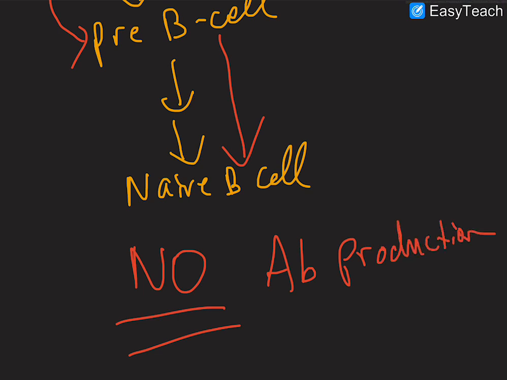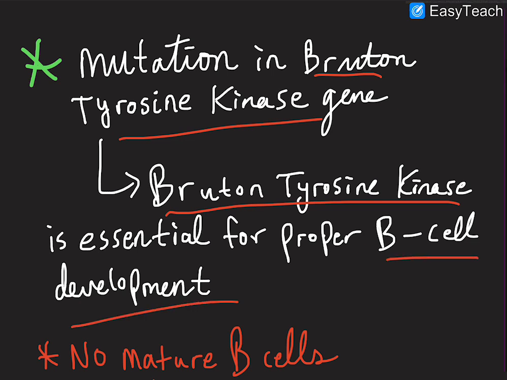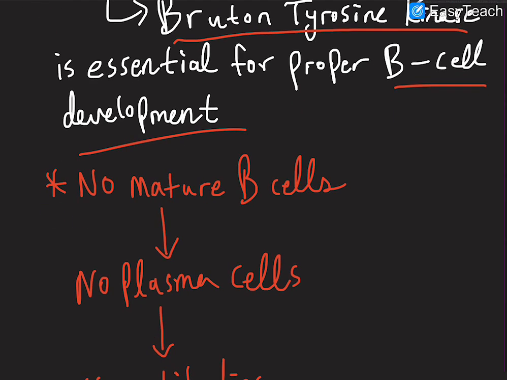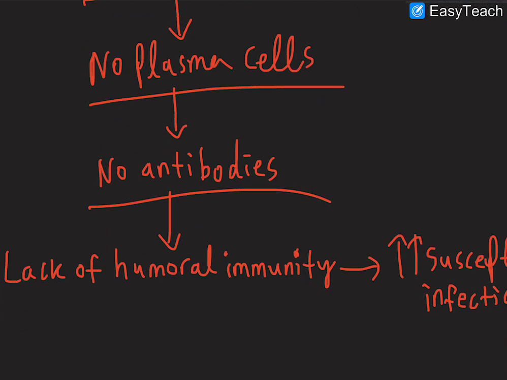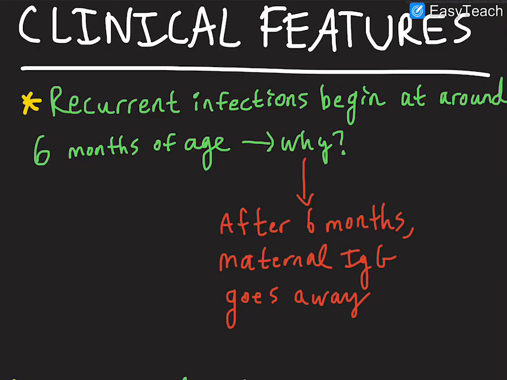Okay, so let's go and see what we have next. Again, we have a mutation in the Bruton tyrosine kinase gene. That means you don't have functional Bruton tyrosine kinase, and you can't get proper B cell development like we saw. You cannot get conversion from a pro-B cell to a pre-B cell. Therefore, you cannot make naive B cells. Therefore, no plasma cells. Therefore, no antibodies. So you don't have any mature B cells, which means no humoral immunity, which means you're going to be really susceptible to certain infections. Let's see what those infections are.